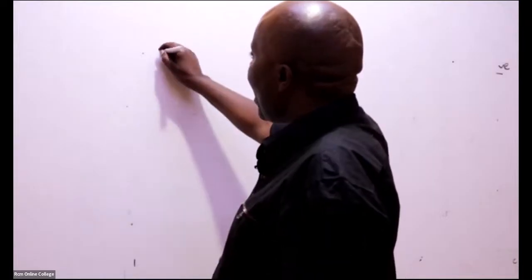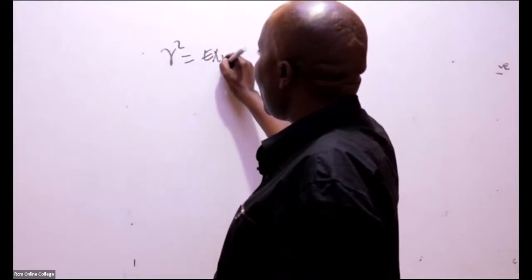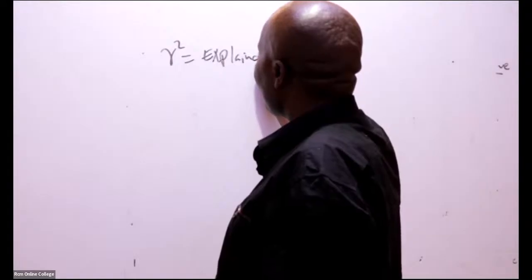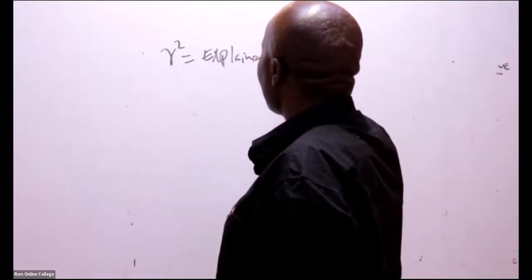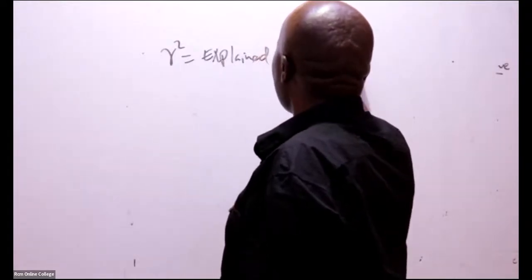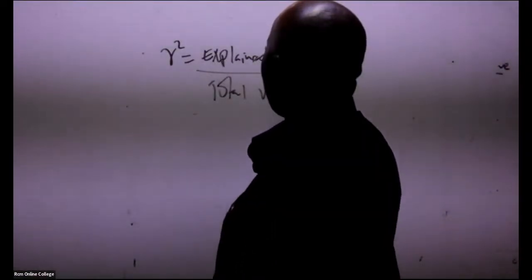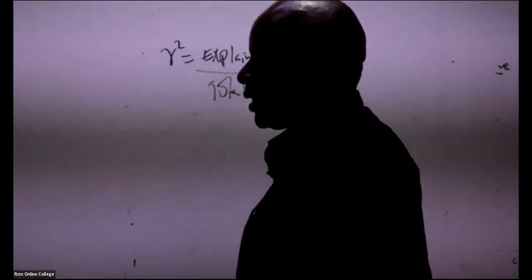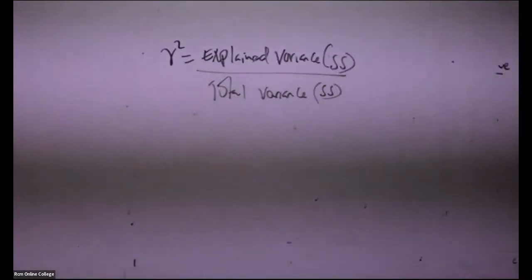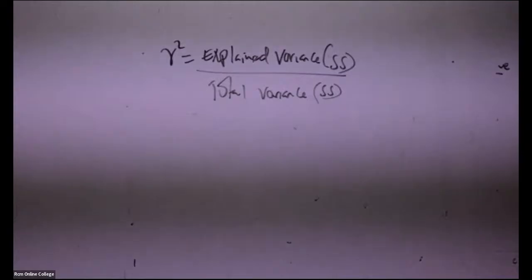To get this R squared, we shall take the explained variance in terms of sum of squares over the total variance. Again, in terms of sum of squares.